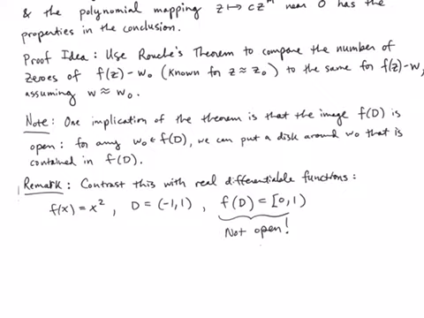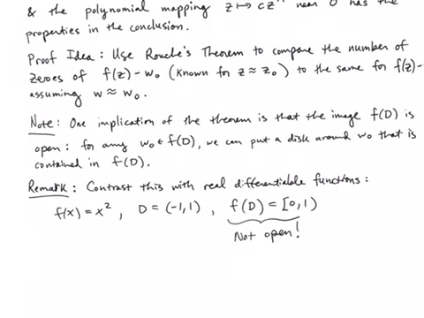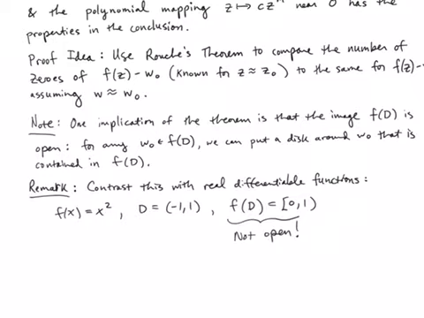For example, polynomials. A real polynomial doesn't have to take an open set to an open set. So f of x being x squared, if you think about what f does to the interval -1 to 1, it kind of folds it over on itself around 0. And so you get this half open interval. It's not open at 0, right? Any small interval whatsoever around 0 is going to have points in the complement of f of D. So that is not an open set.